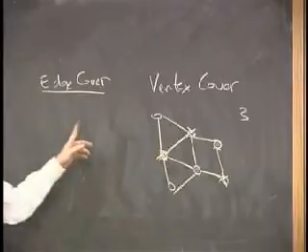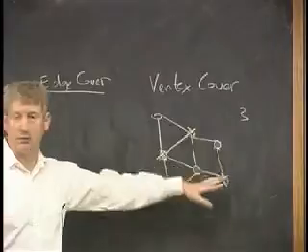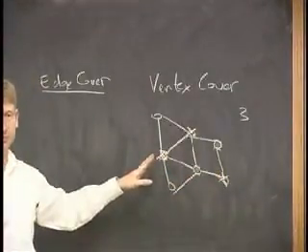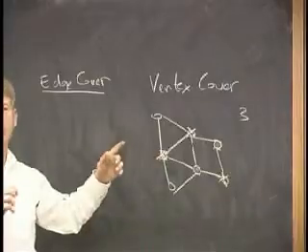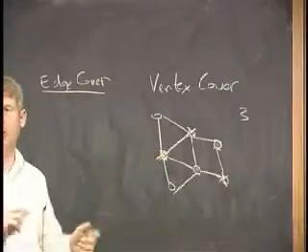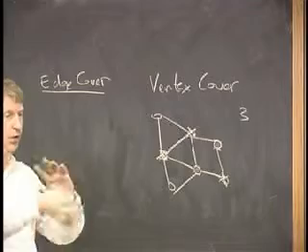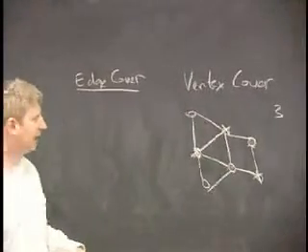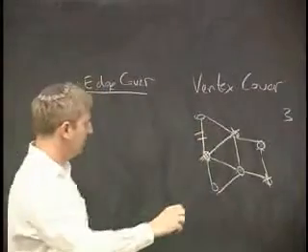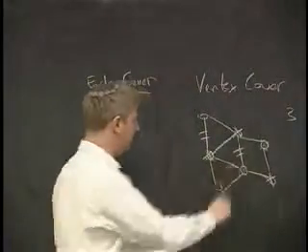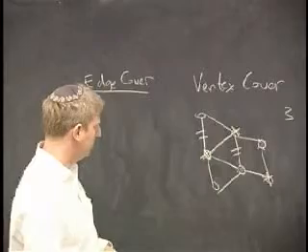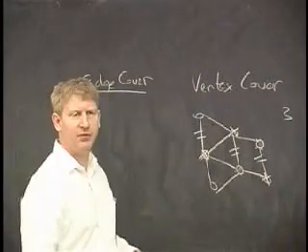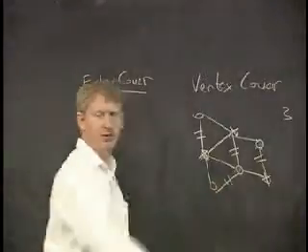This is a problem where, instead of picking nodes, I'm picking edges. And I want every node to be covered by one of the edges. That's kind of the dual of this problem. So let's look at this graph. What's an edge cover for this graph? I can pick this edge, this edge, this edge. Is that an edge cover? I still need one down here.